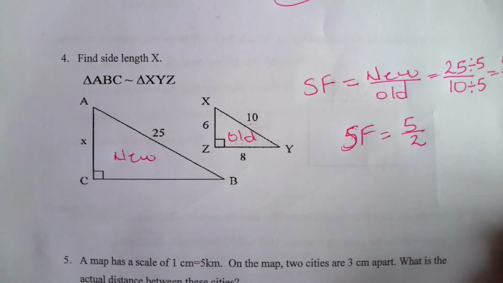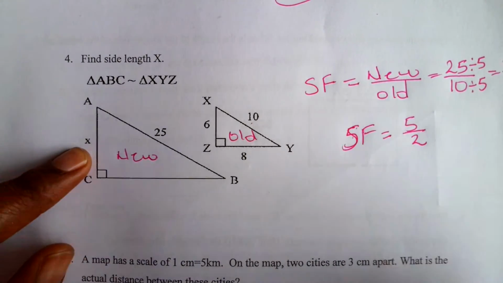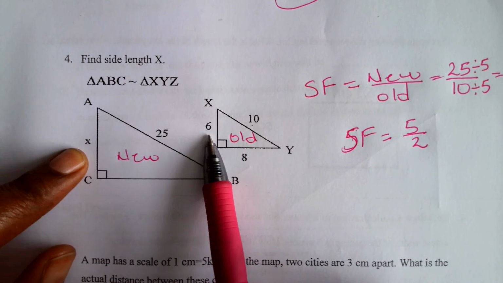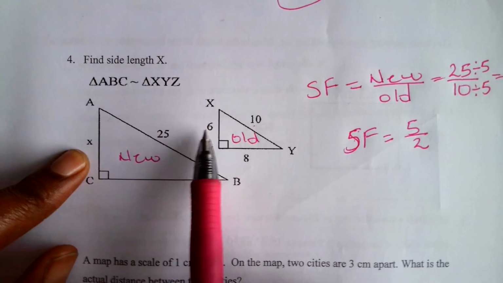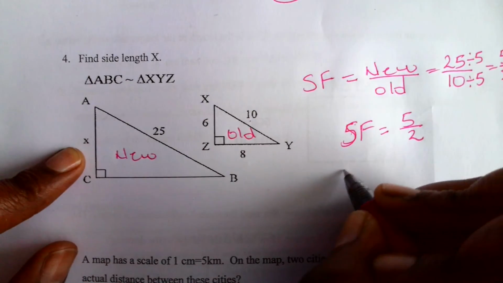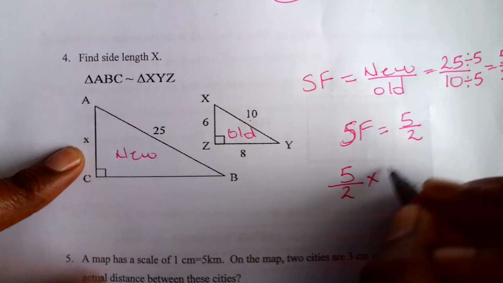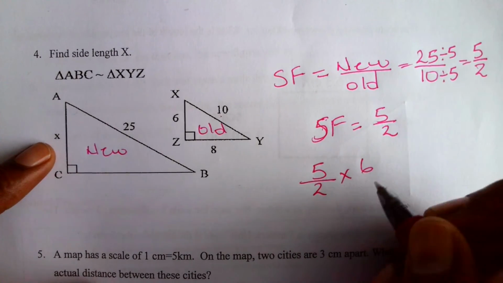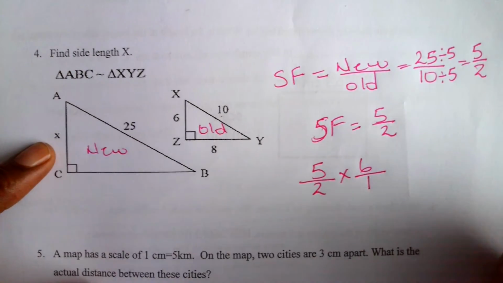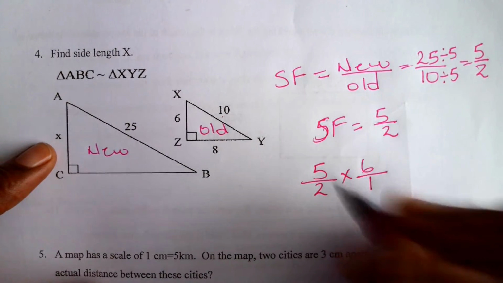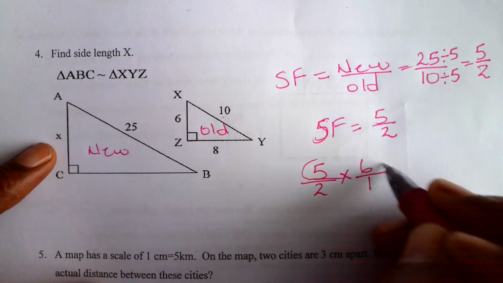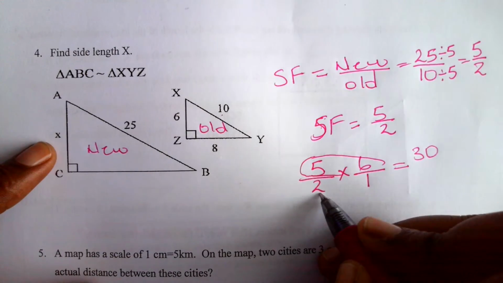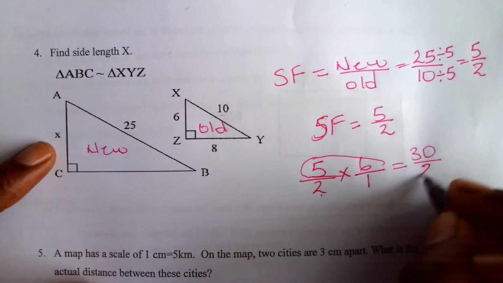Now that we know the scale factor, we want to find this missing side, x. So this side corresponds with x. We multiply the scale factor by the corresponding side of x. So 5 over 2 multiplied by 6. And we said that we can change any whole number to a fraction by putting a 1 under that whole number. So now multiply numerator with numerator: 5 times 6 is 30, and 2 multiplied by 1 gives us 2.